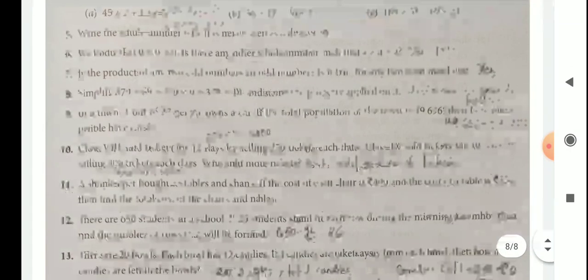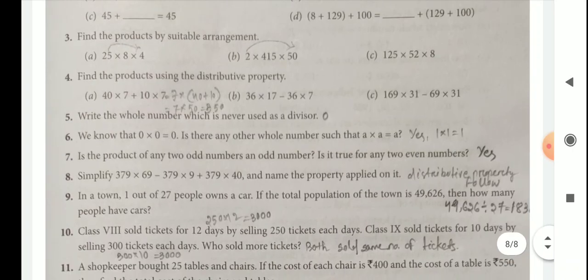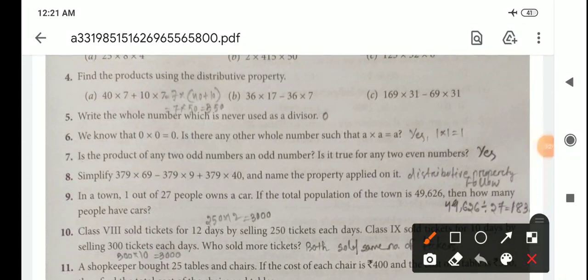Then comes to 4 number. Find the products using the distributive property. So here we apply distributive property. 7 multiply 40 plus 10. We write like this. Then you solve. Like this you complete B bit and C bit. Then 5 number you see. Write the whole number which is never used as a divisor. 0. Okay.